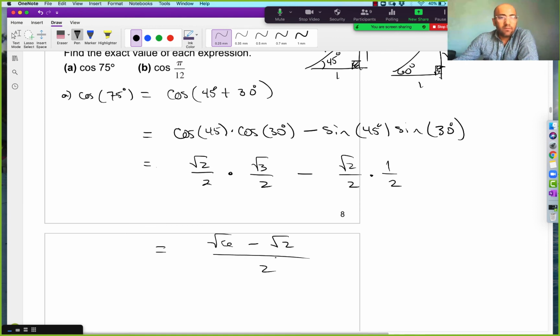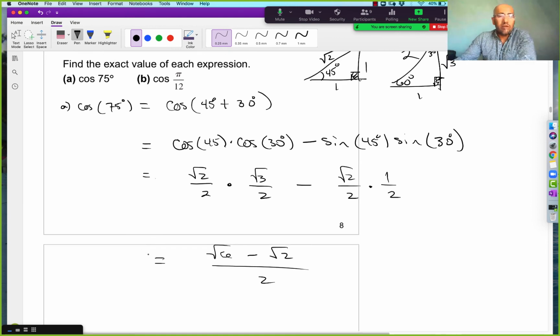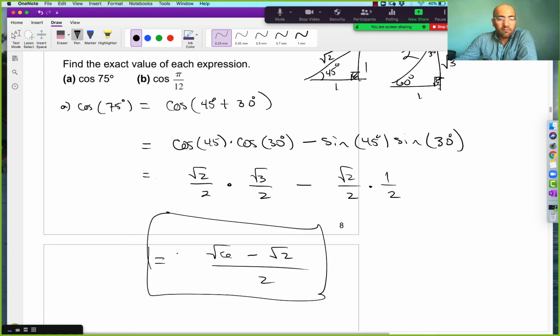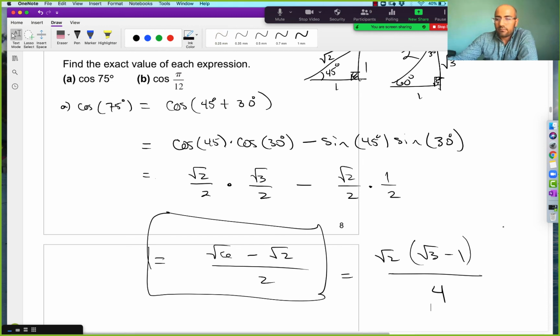And they did want the exact value, so that's good enough. Otherwise, we can get our calculator and approximate it. Otherwise, you can also factor out a root 2. I'm not really sure which one would be the best choice. We can factor out a root 2 from up here and end up with root 2, root 3 minus 1 all over 4. Oops. This is a 4 here, not a 2.